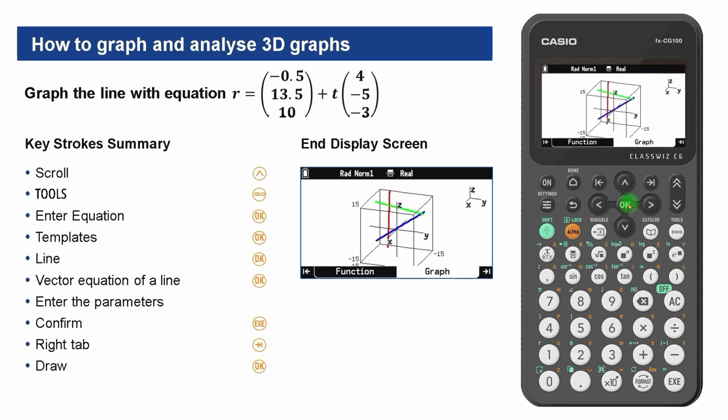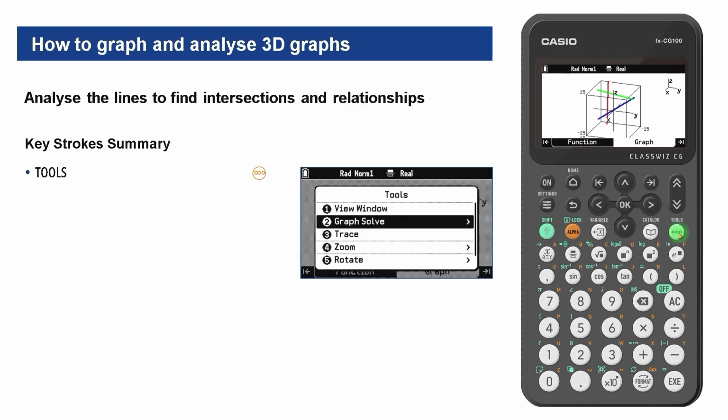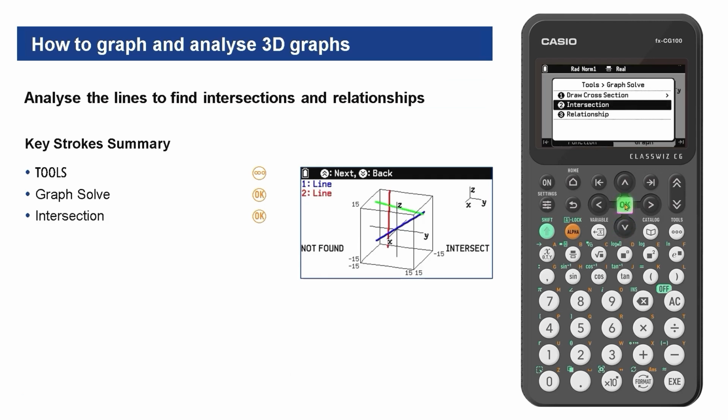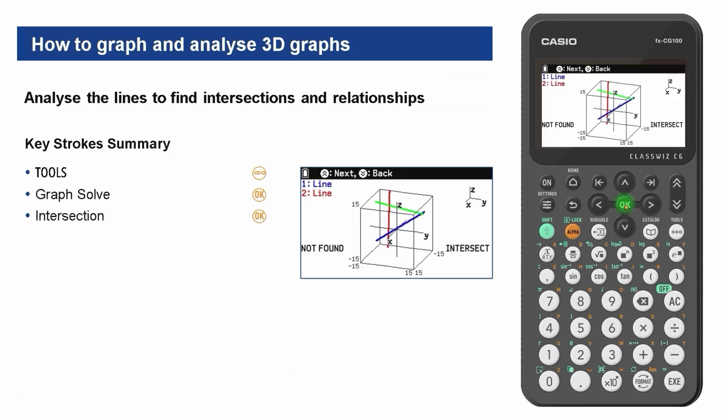We can now analyze the graphs to find the intersections and relationships. Press Tools and select Graph Solve. Then Intersection. There is no intersection between the first 2 lines, so Not Found is displayed. Page scroll to show further analysis. The intersection between lines 2 and 3 is found, with the decimal coordinates shown, and also the intersection between lines 1 and 3. For two lines that are considered the same, coincident will be displayed.